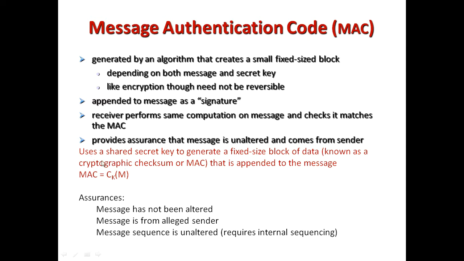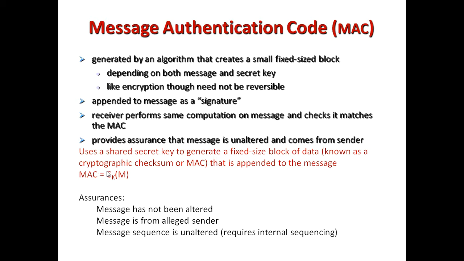The MAC uses a shared secret key to generate a fixed-size block of data. This is the equation: there is a message, and this is called the MAC algorithm. C is the MAC algorithm, K is the secret key, and MAC is the code. It is similar to a checksum. It is also called a cryptographic checksum or a message authentication code, MAC code.